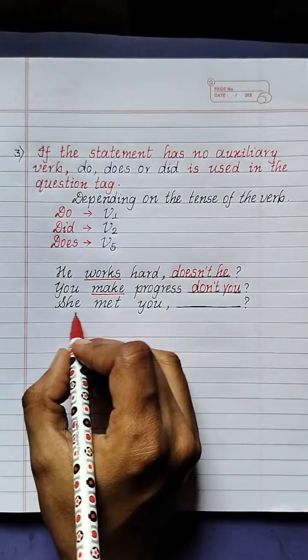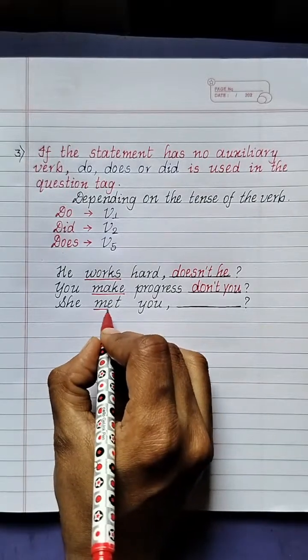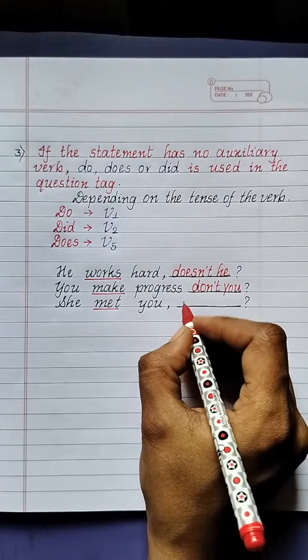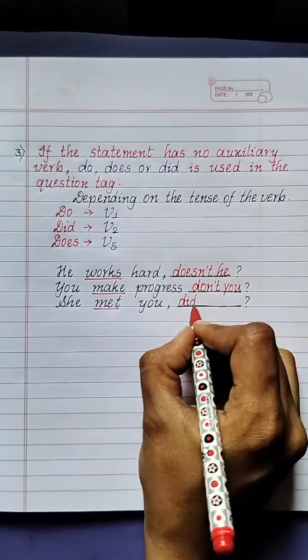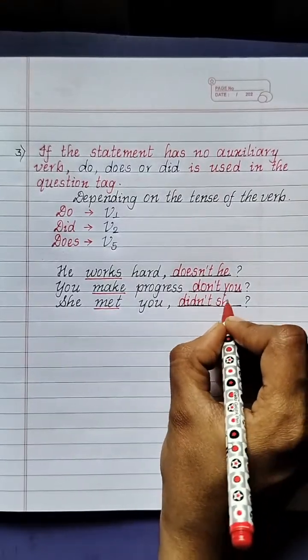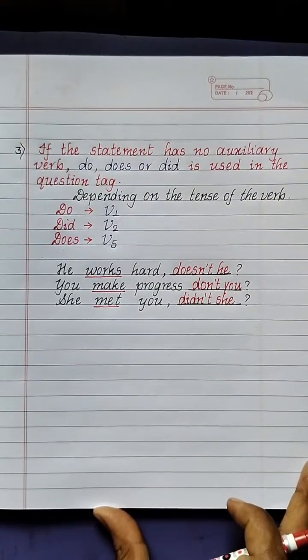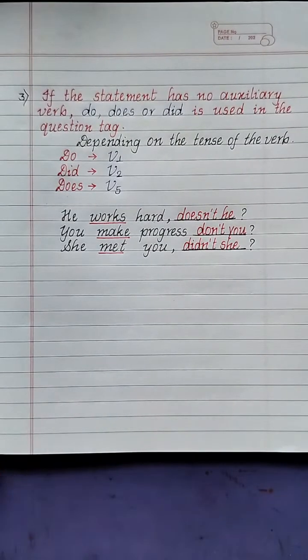Similarly, in the third sentence, she met you. Okay, met is here in the past form of the verb, V2 is used, so the tag will be didn't she. Okay, I hope all of you have understood up to here. So let's move forward to the next.